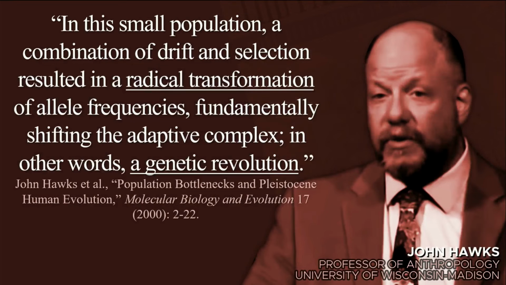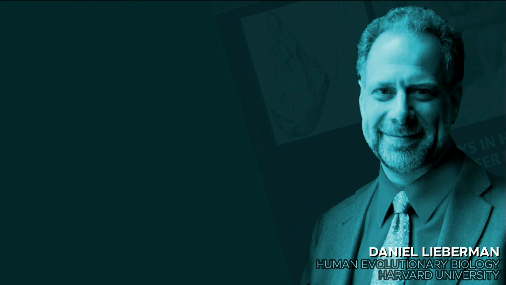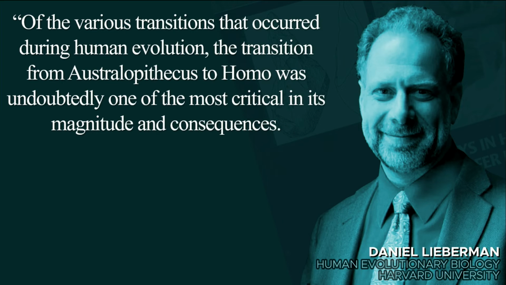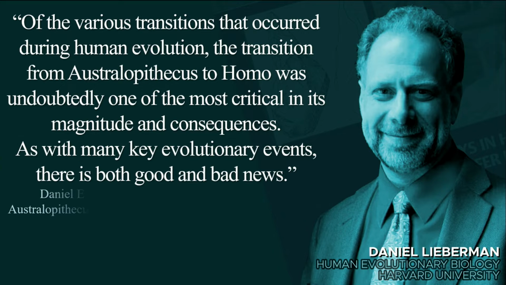In this small population, a combination of drift and selection resulted in a radical transformation of allele frequencies, fundamentally shifting the adaptive complex. In other words, a genetic revolution. Daniel Lieberman out of Harvard: of the various transitions that occurred during human evolution, the transition from Australopithecus to the genus Homo was undoubtedly one of the most critical in its magnitude and consequences.